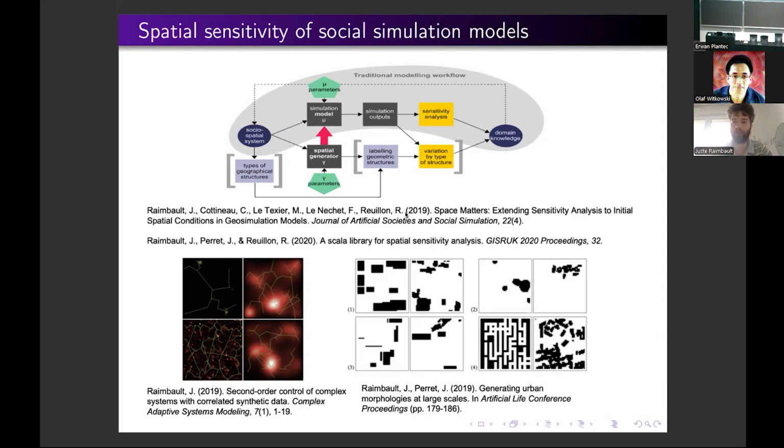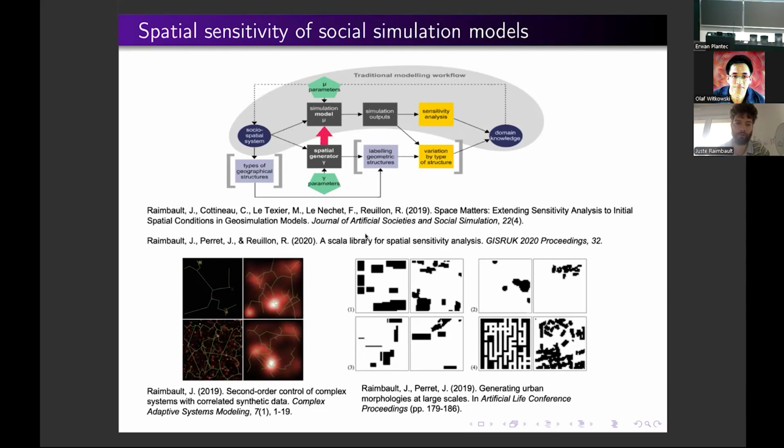So we proposed a new workflow for model sensitivity analysis, where we extend the traditional sensitivity analysis to spatial sensitivity analysis, in which case you need what we call spatial generators. It means that you need to be able to automatically generate spatial configurations. So it's in this direction that this work went.